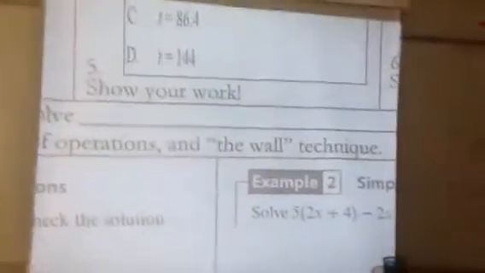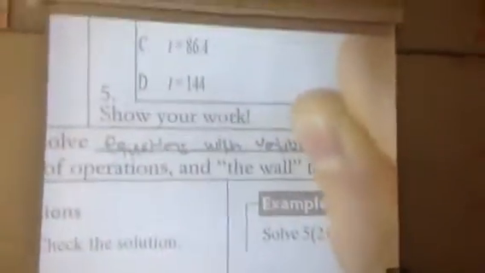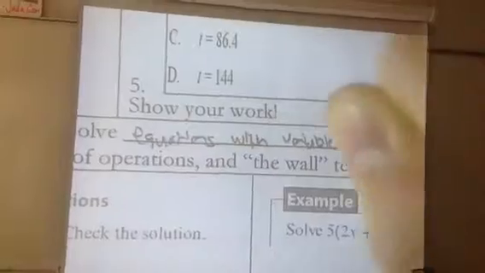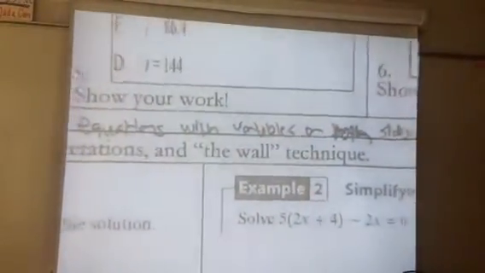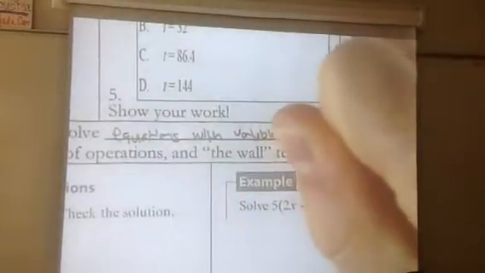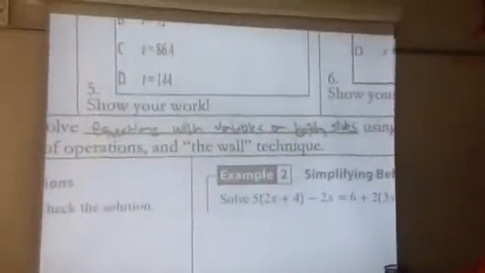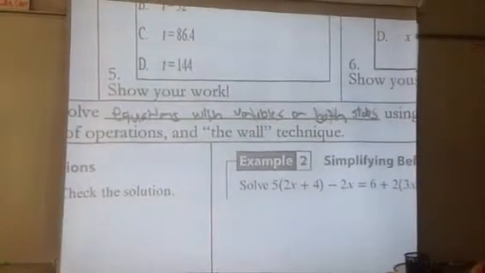Alright, we are on lesson 28. Our objective says I will be able to solve equations with variables on both sides. That's a lot of words in that blank, but you can make it work. That says both, even though that looks like a big blob. So, if we have equations with variables on both sides, we use inverse operations, combining like terms, the order of operations, and the wall technique.